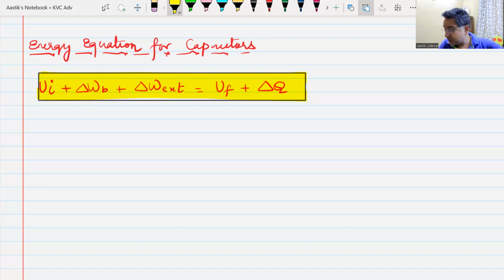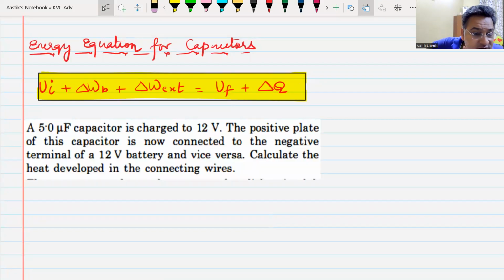And we'll start with this question so that we understand the concept. So this is the question. A 5 microfarad capacitor is charged to 12 volt. The positive plate of this capacitor is now connected to the negative terminal of a 12 volt battery and vice versa. Calculate the heat developed in the wires. I'll give you a minute to think about this.